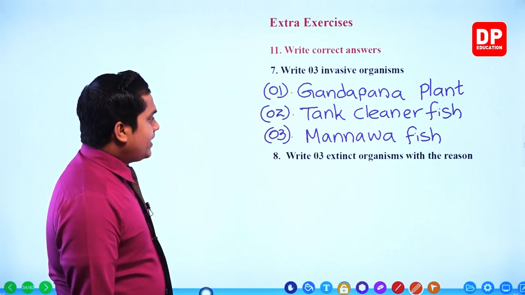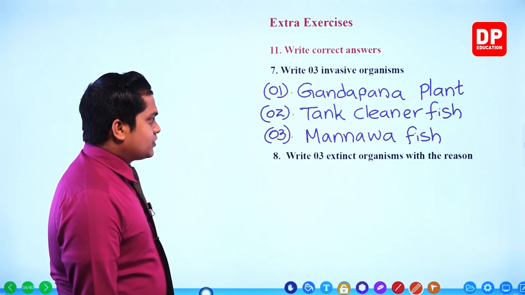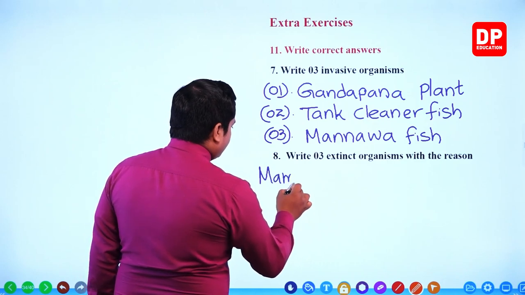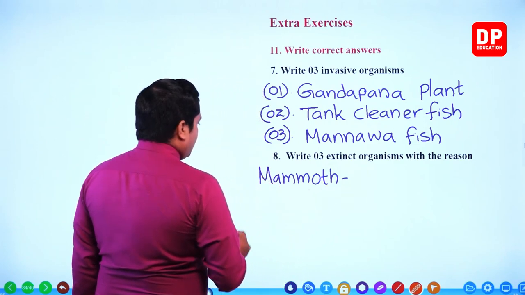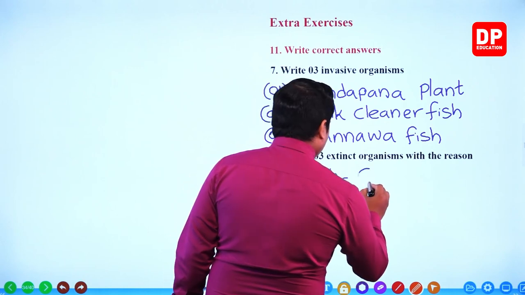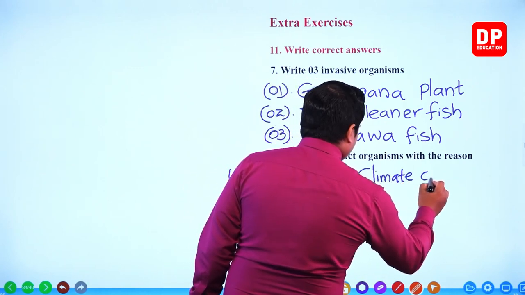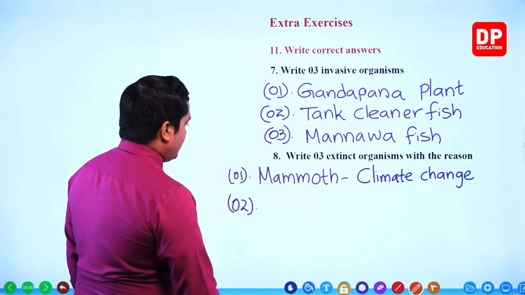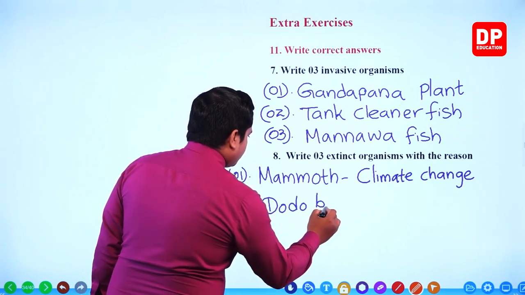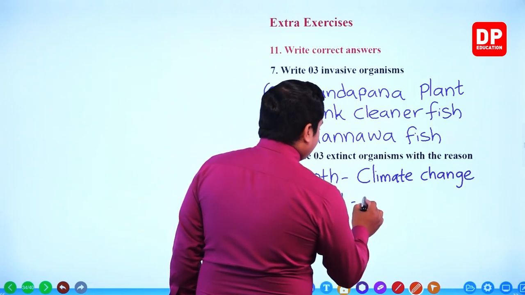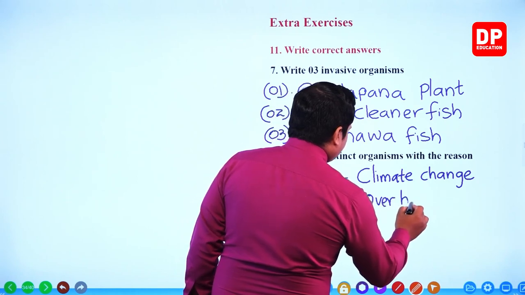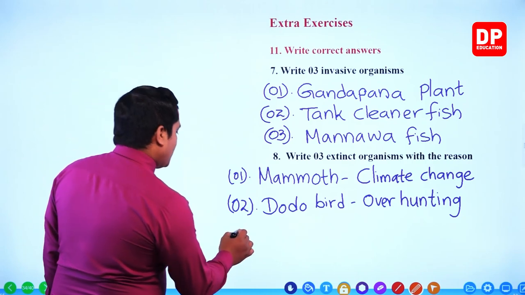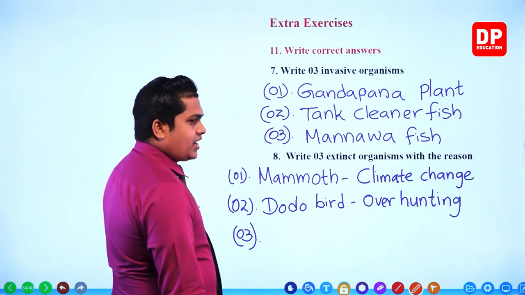Right. Next one. Write 3 extinct organisms with the reason. So, you have to write down 3 extinct organisms with the particular reason. Number 1, mammoth. Reason for the extinction of mammoth is... Number two, dodo bird. Overhunting or excessive hunting. Next one, number three, dinosaur.